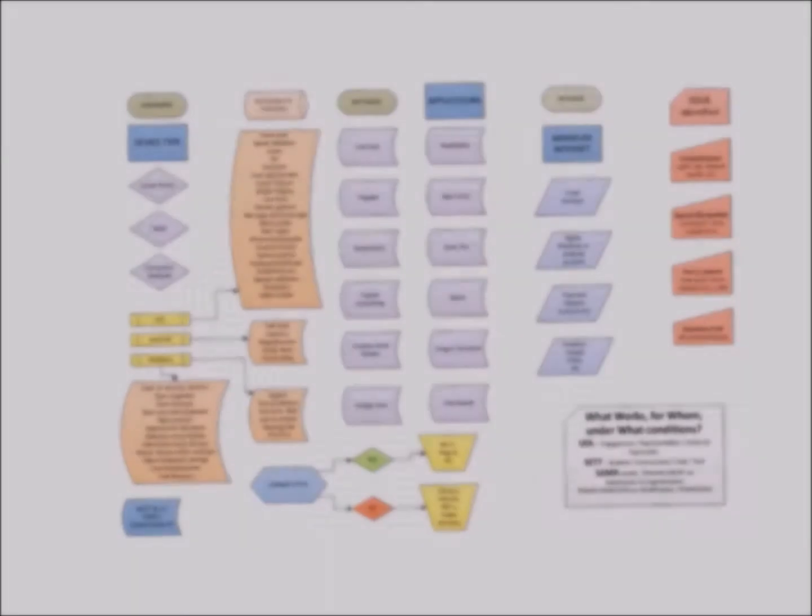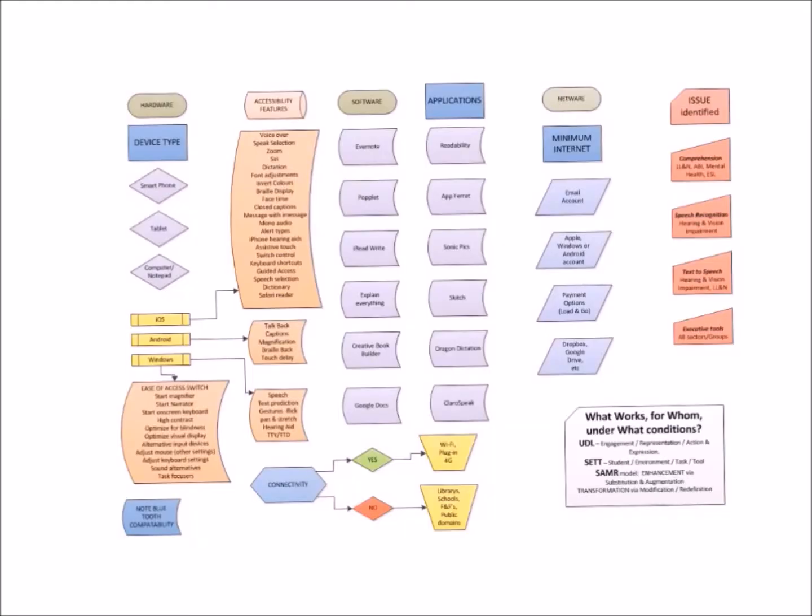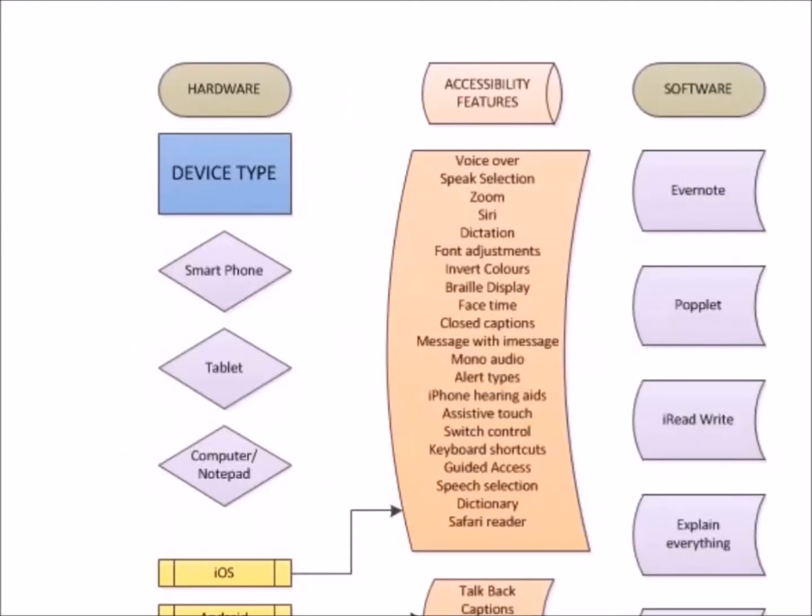So the chart is broken up into three different items. We've got our hardware, software, and what I've called netware. Let's have a look at these individually. When I talk about device type or the hardware, these things can include a smartphone, tablet, a computer and notepad, and sometimes these are hybrids of each other. So a Microsoft Surface Pro, for example, is a laptop computer, but you can detach the top of it and it becomes like an iPad.